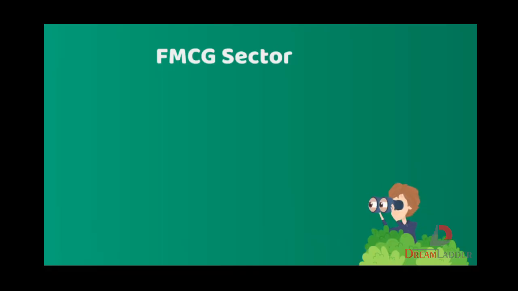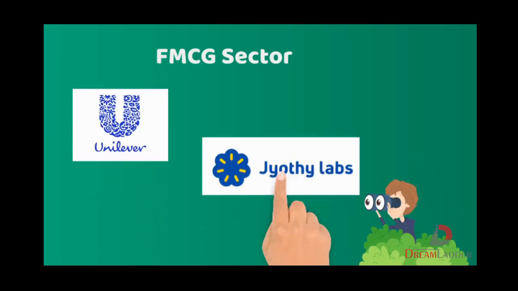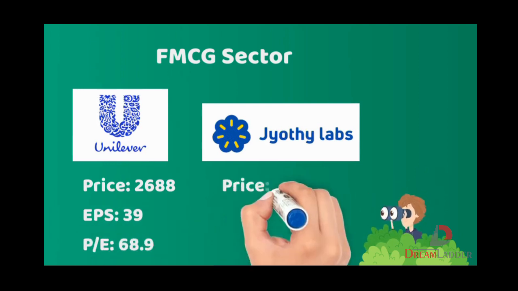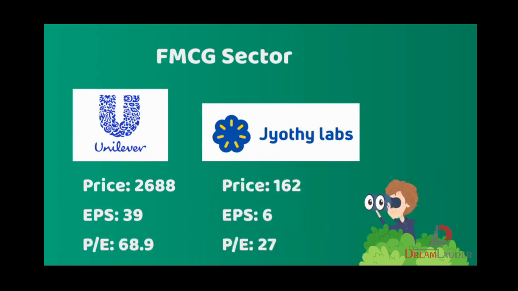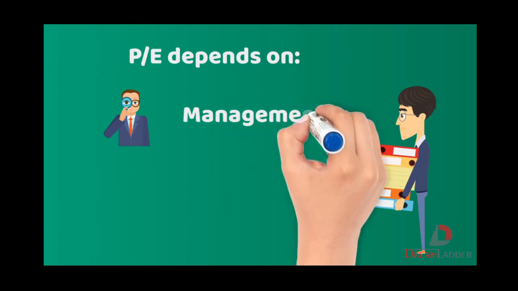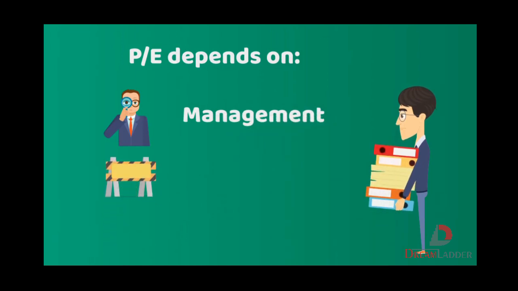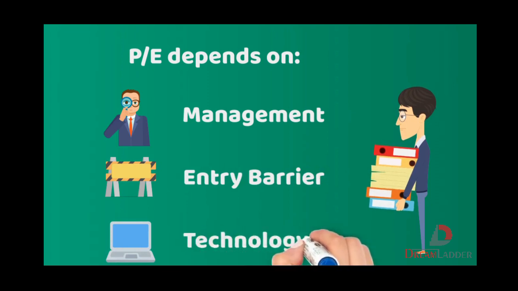Now you will ask, Hindustan Unilever and Jyothy Labs are from the same sector, that is the FMCG sector, then why the stark difference in their PE? So again, PE depends upon factors like quality of management, entry barriers, technological edge, and several other factors.